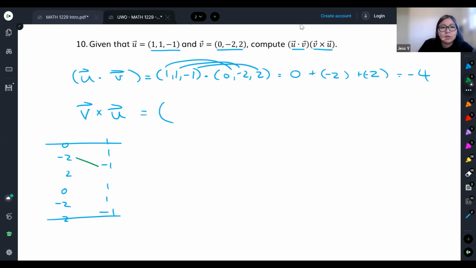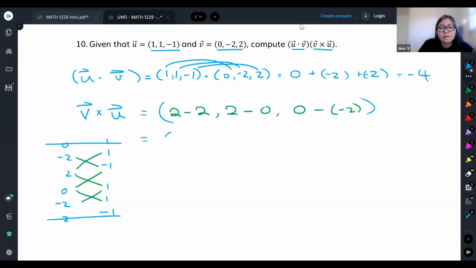So we have negative 2 times negative 1. I'm going to do the multiplication as I go. Negative 2 times negative 1 is positive 2, minus, crisscross, 2 times 1 is 2. Then 2 times 1 is 2, minus 0 times negative 1 is 0. 0 times 1 is 0, minus negative 2 times 1 is negative 2. Okay, so you can either use a shoelace, or I know some of you guys do it sideways. There's a lot of different ways to do cross product, but your final answer should be 0, 2, and 2. Make sure you get that.